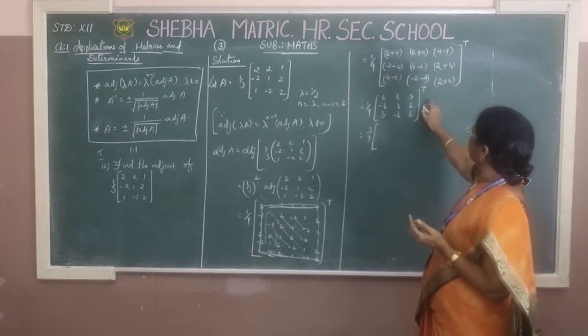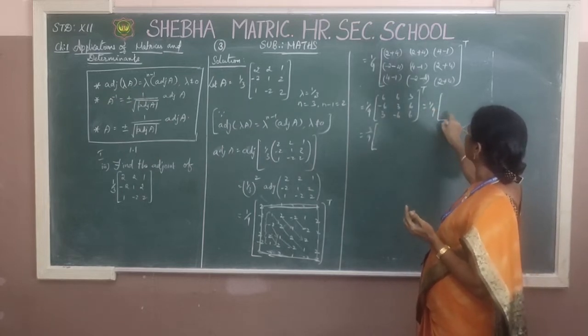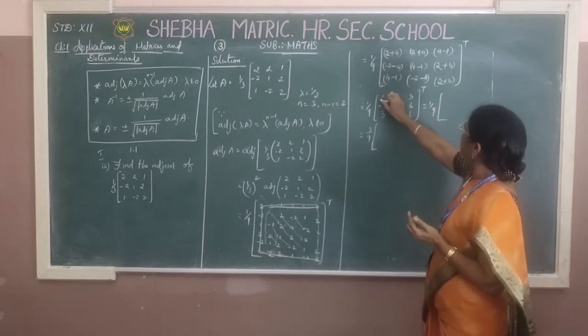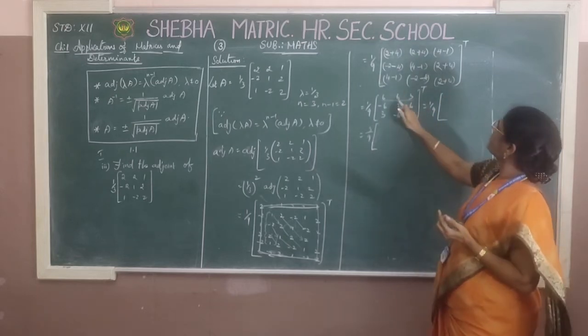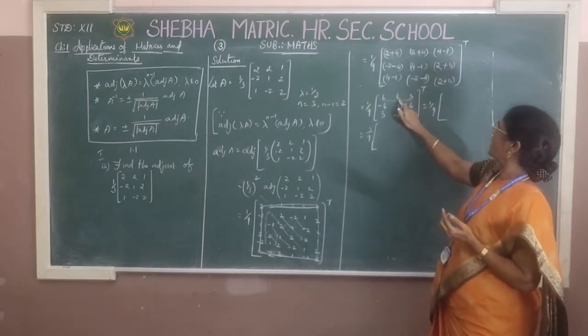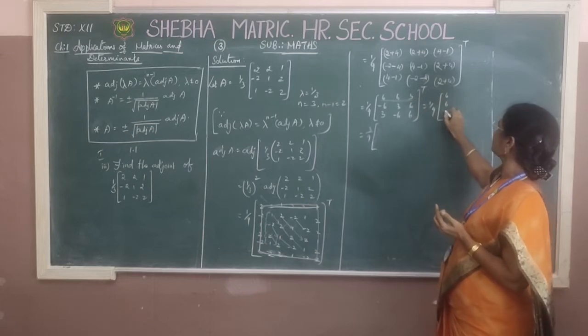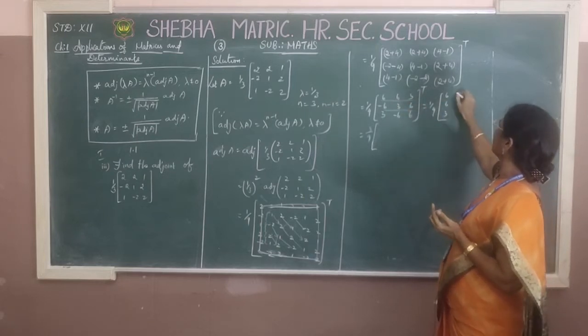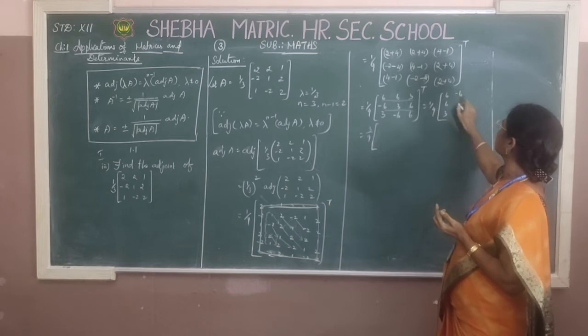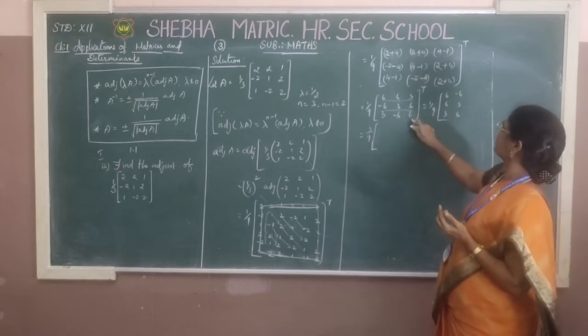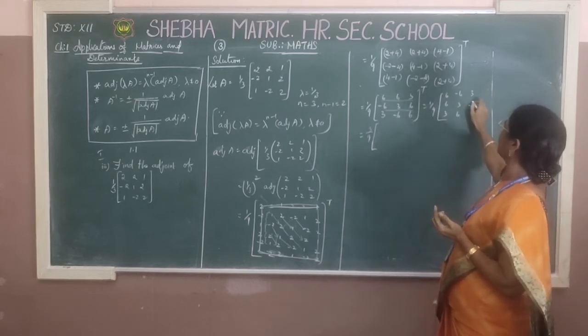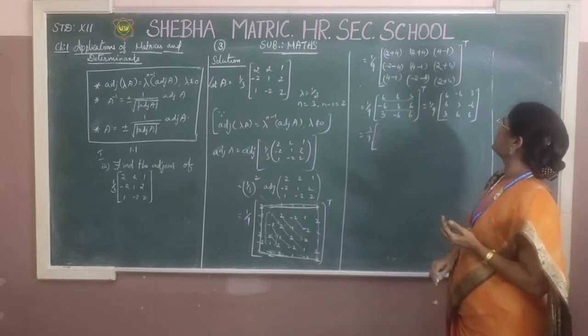First we have to write the transpose. 1 by 9 into what is the transpose of this? First consider the row. You have to make this row as column. 6, 6, 3. Next row becomes second column. Minus 6, 3, 6. And third row becomes third column. 3, minus 6, 6. Okay.